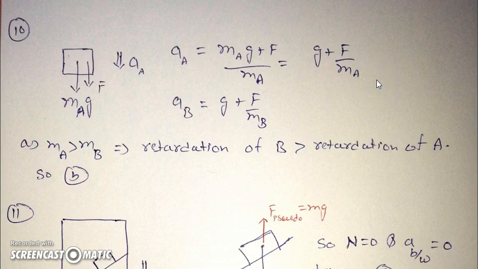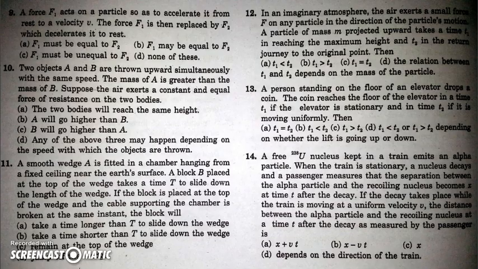So obviously the retardation of B is greater than the retardation of A. B will be retarded very fast and A will take more time to retard to 0. So we can say option B is correct. A will go to a larger height, or A will cover more displacement as compared to B.